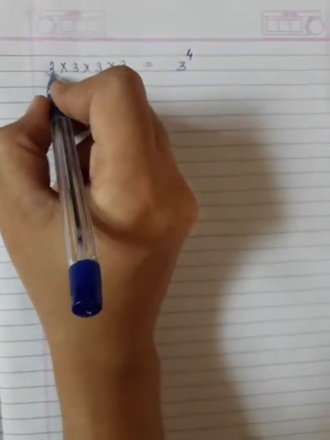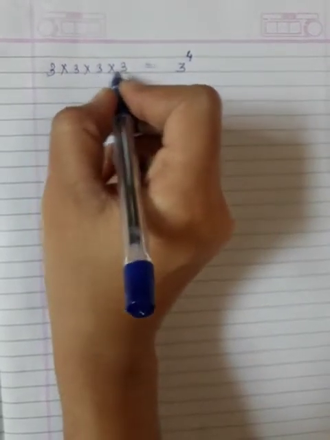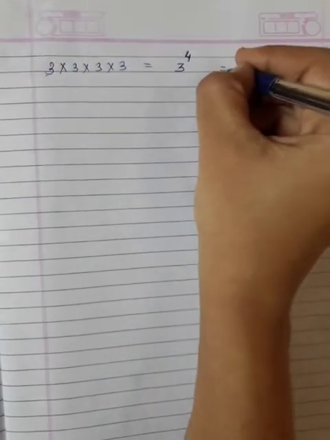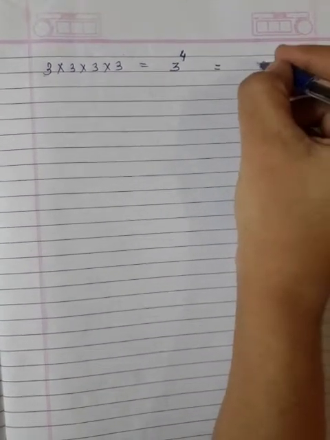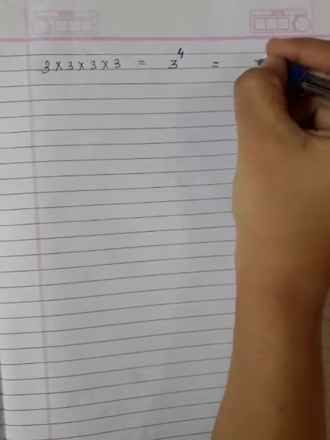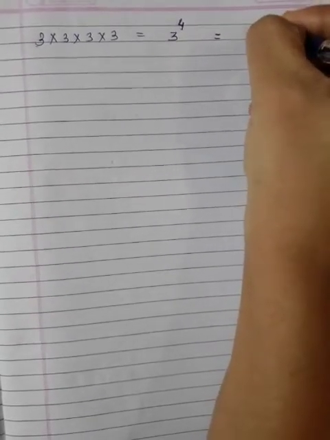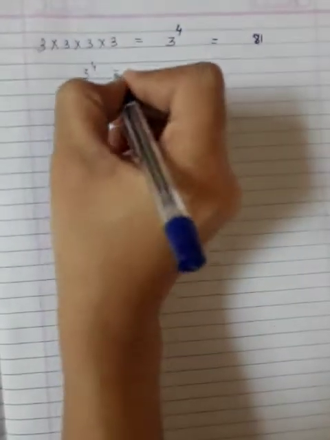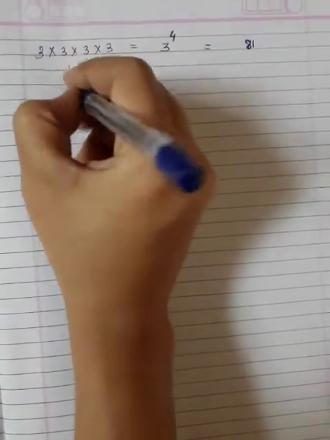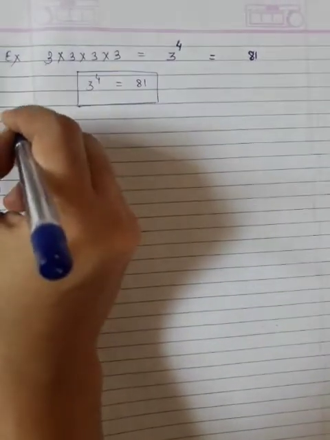We know 3 into 3 is 9, 9 into 3 is 27, and 27 into 3 is 81. So here we got the value of 3 raised to 4 is 81. So you can find values also.